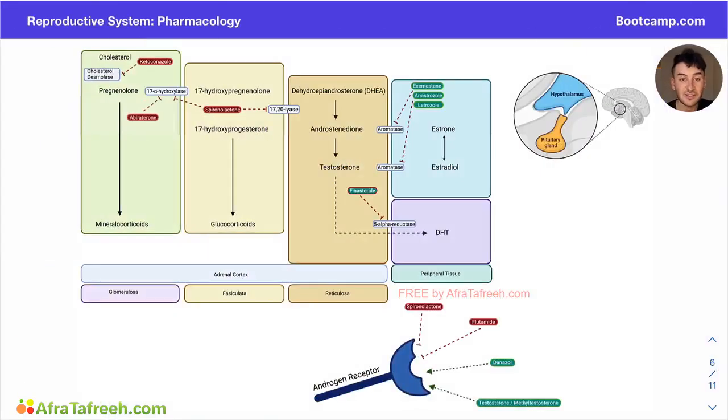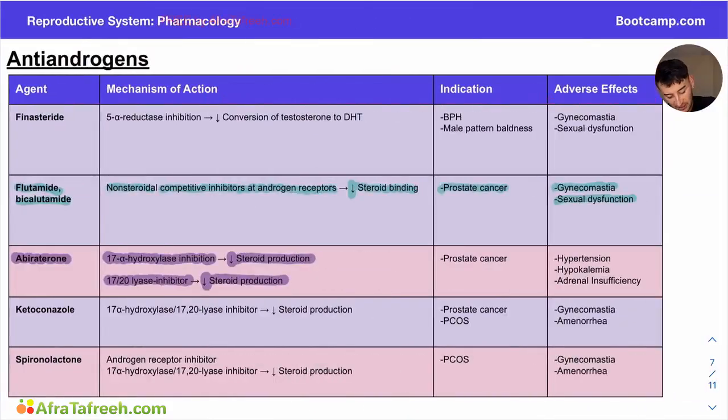Let's take a look in our diagram where this acts. So we have abiraterone here, and it's inhibiting 17-alpha hydroxylase, and I'm going to draw an additional line that I had absent because I wanted our diagram to look cute, but we're also going to be inhibiting 17-20 lyase over here, and so this is going to cause decreased production of androgens, and that is the mechanism of action of this drug. And if we look at its indication, it's going to be for prostate cancer, and then this can cause hypertension and hypokalemia as well as adrenal insufficiency.